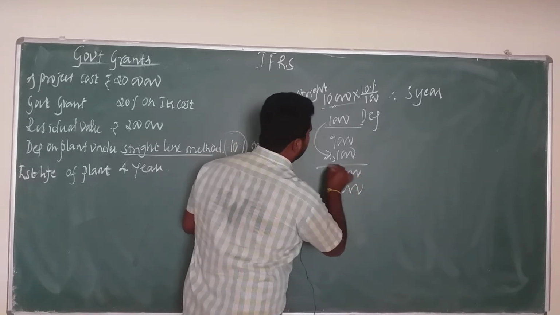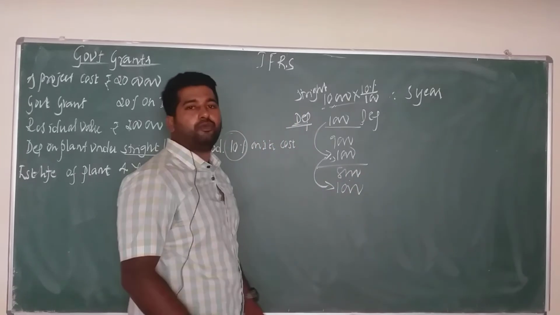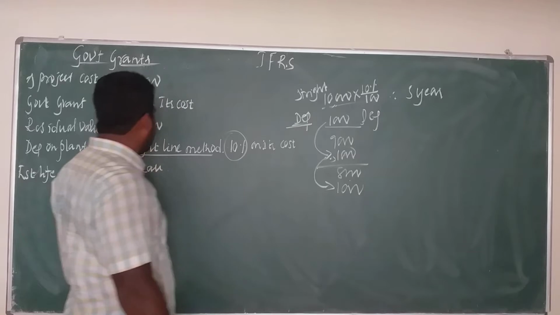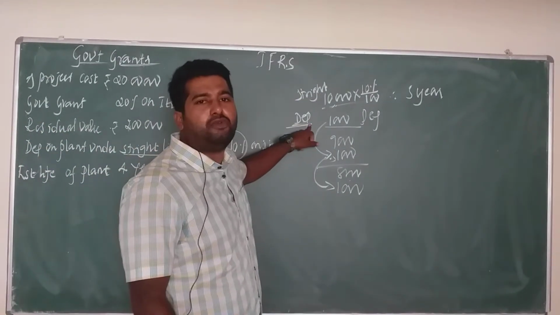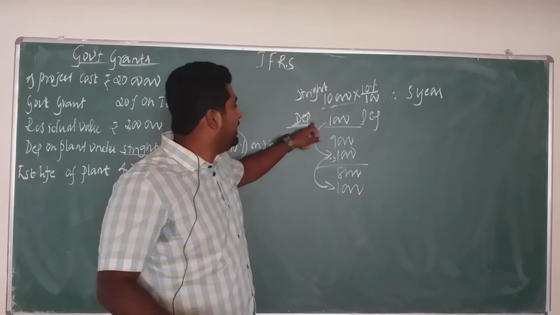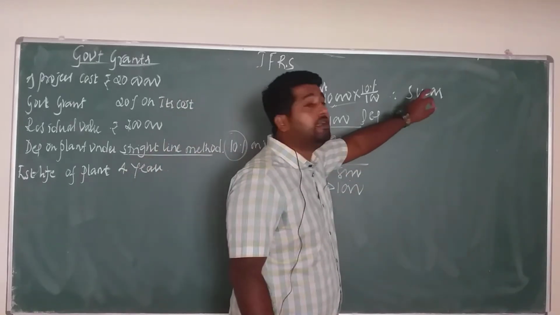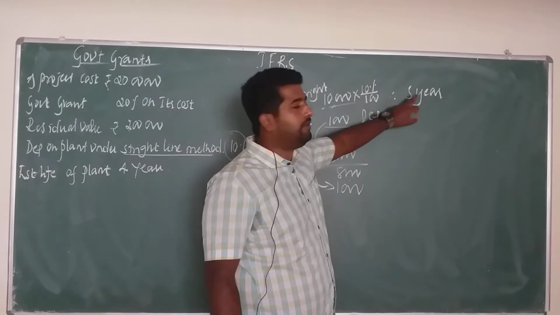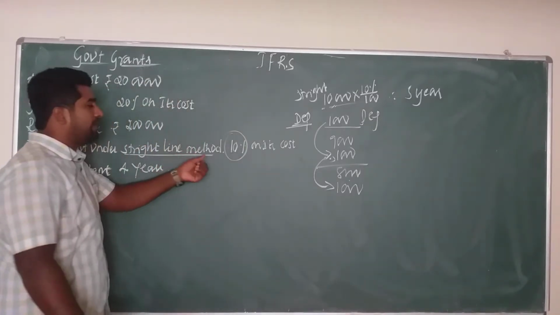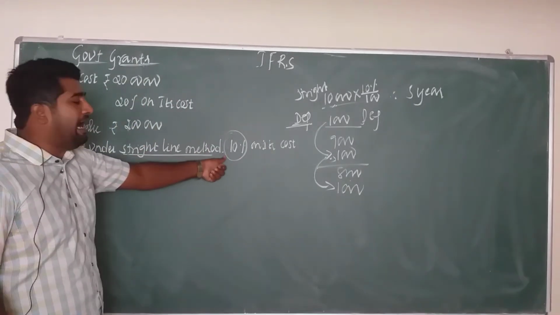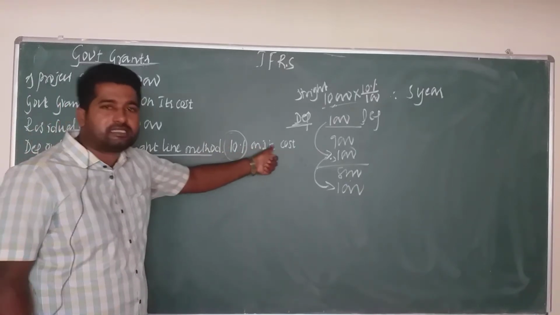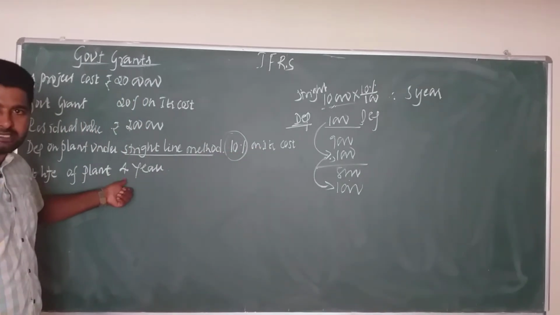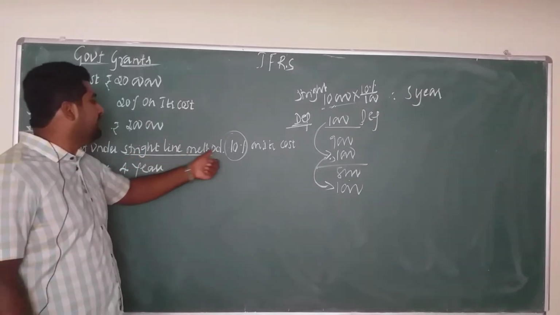Again the same depreciation arises because we are using the straight line method. So when we are using the straight line method, there is no fluctuation of depreciation. It is constant up to how many years? 5 years. So when we calculate the same under government grants, what is the per annum amount that arises? The same depreciation is considered up to 4 years, because we are using the straight line method.